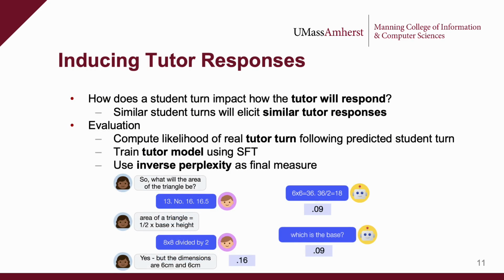Our final metric measures how a student turn impacts the tutor's ground truth response, with the motivation that similar student turns will elicit similar tutor responses. We do this by measuring the perplexity of the ground truth tutor turn following the simulated student turn, and a lower perplexity indicates a more realistic student turn.